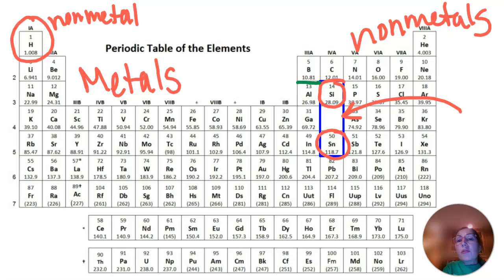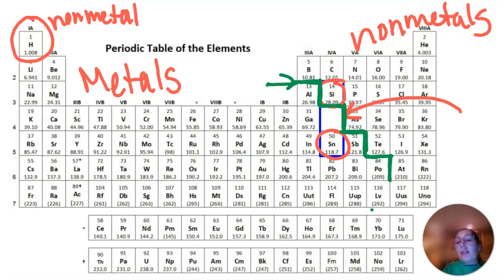I usually look for the line between boron and aluminum. That's where I start looking for my metalloids. And then I draw this line down and I start my stair steps there. And I draw them between each element just like this to about here.